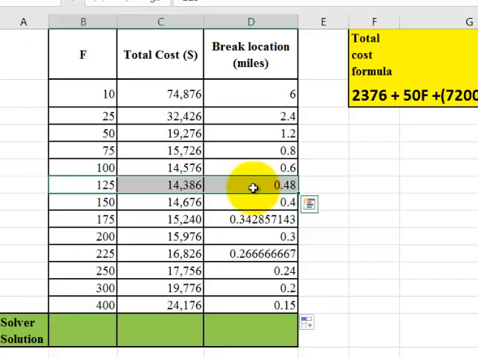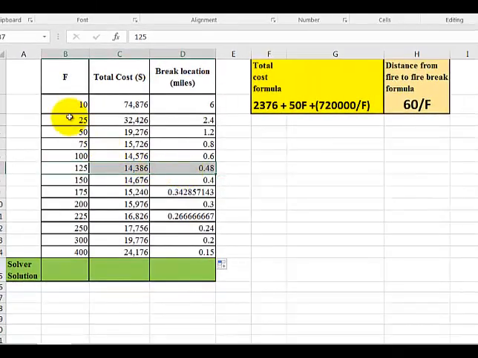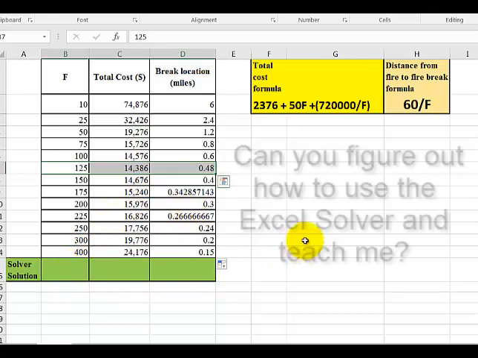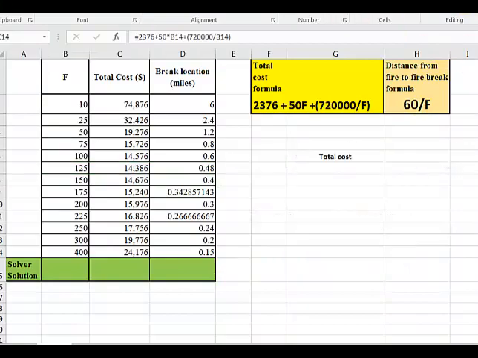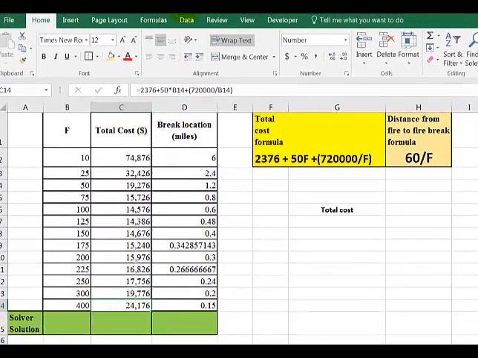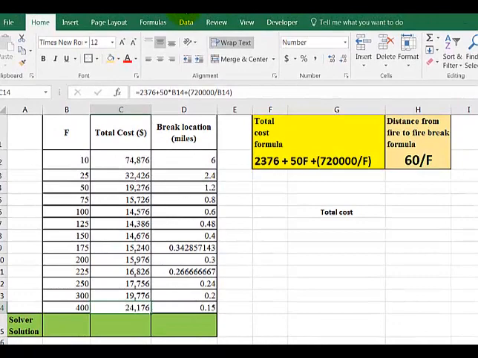Okay, so here's the bad news. This is as far as I could take it. Okay, so I know that the solution is going to be somewhere around 125. Okay, and I, for the life of me, cannot figure out how to do the solver. I keep getting the same error message. I don't want to beat you guys to death with this, but let me show you what I did. So I'm not very good with solver. This is going to be your homework assignment. Figure out solver and teach it to me.